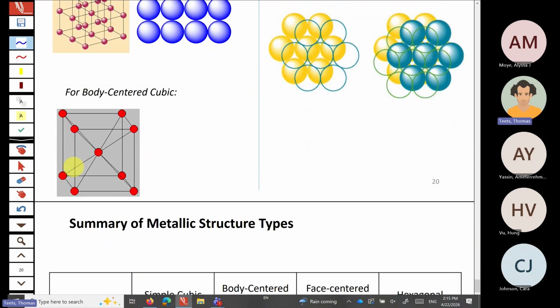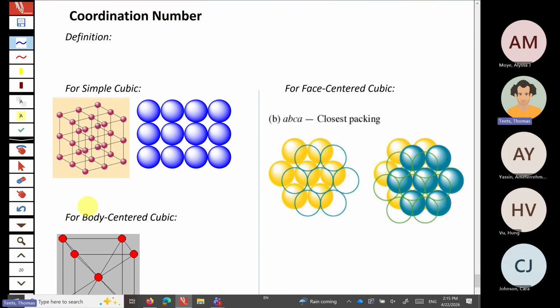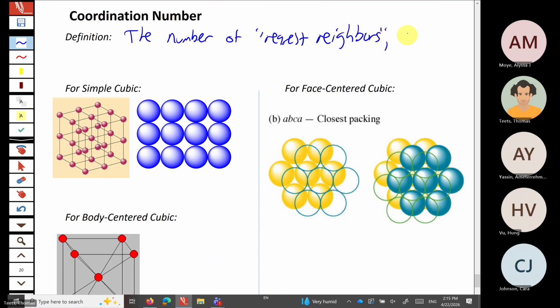The last term we're going to define for you today is called the coordination number. Coordination number is defined as the number of nearest neighbors in a structure. Basically, the number of atoms that are touching another atom in each structure. It's going to be useful also for ionic compounds we'll talk about later, where it's the number of opposite ions that are around another ion. But in a metallic structure, it's just the number of nearest neighbors, the number of other atoms a single atom is touching in the structure.